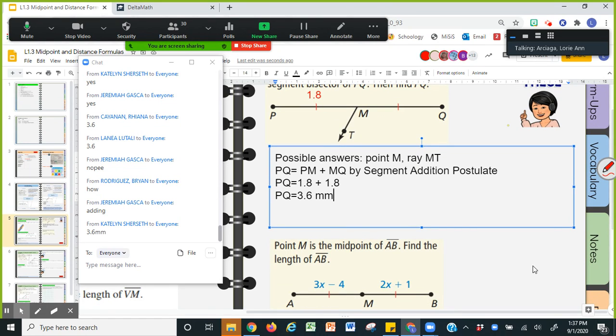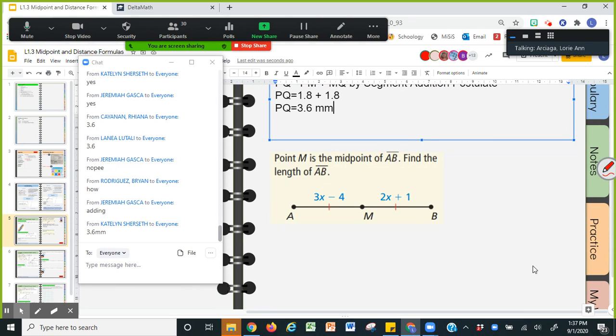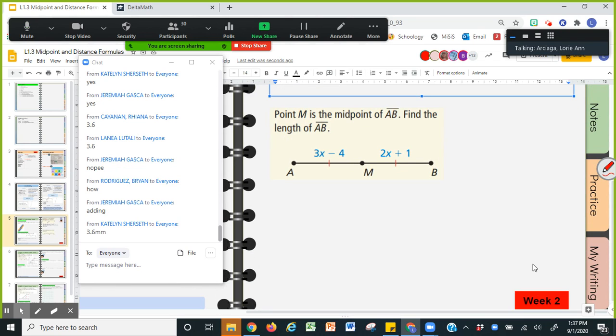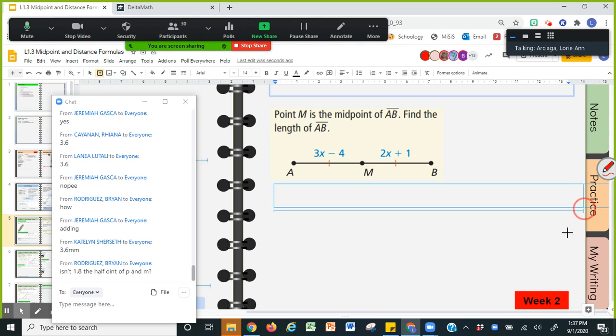Now let's move to the other one. Okay. Point M is the midpoint of AB. Find the length of AB. So let me get a text box again for that one.